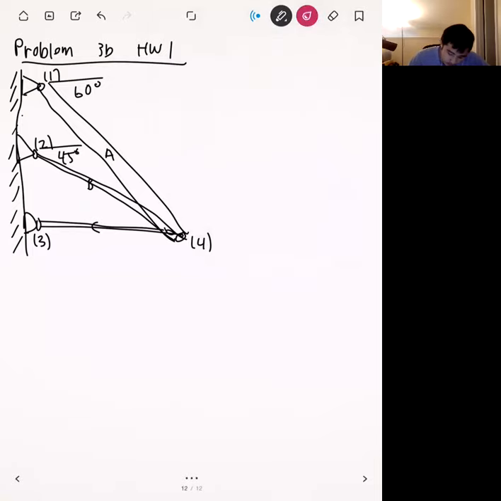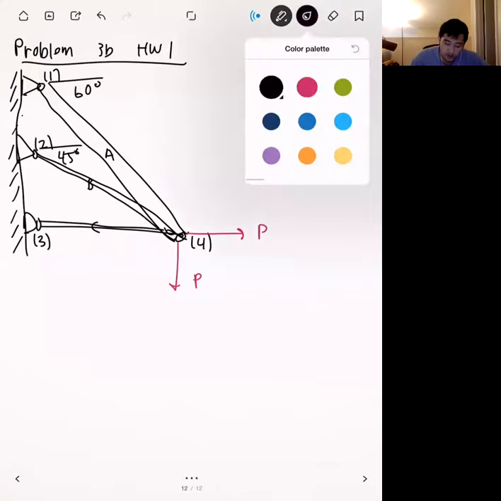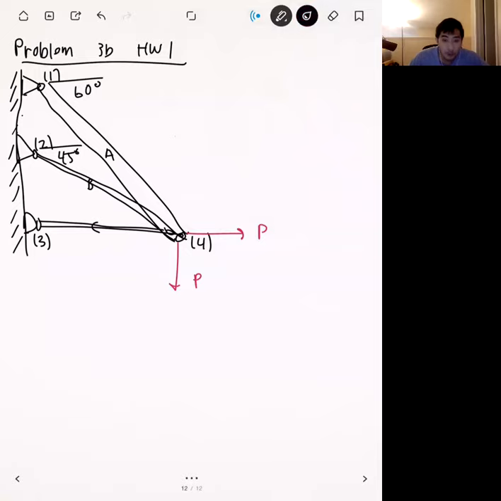And then in terms of loads, we have 2 loads. Both of those are going to have a load of P. All right, and so let's define the properties for this problem. The Young's modulus here is going to be 15 megapascal. The area for all of the elements is going to be 50 centimeters square.